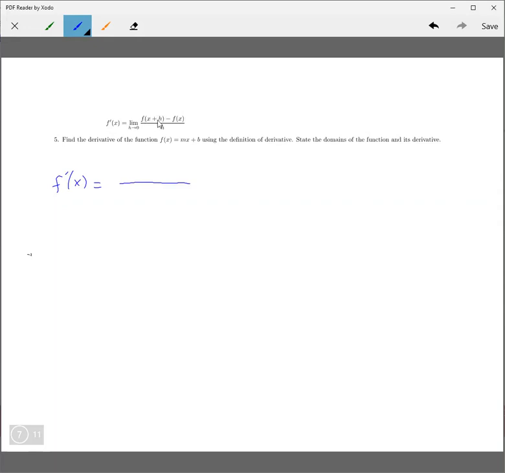Okay, so f of x plus h is what we want to put right here. I'm just using this. So I replace every x with an x plus h. This x gets replaced with an x plus h. That's this piece. This piece is just the original function, mx plus b. And then of course I'm dividing by h.